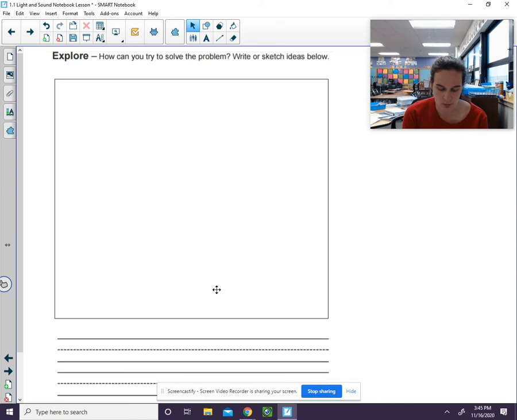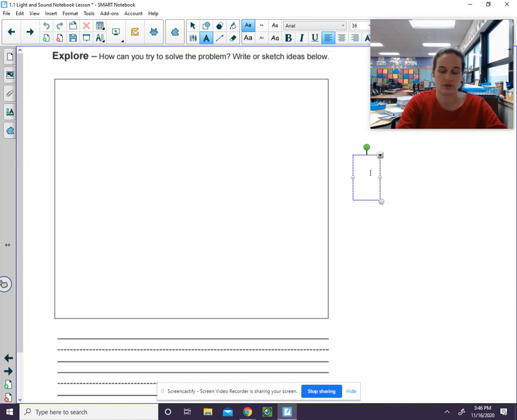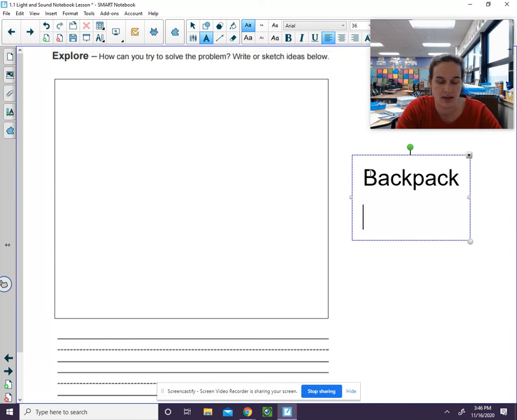I want you to think of some ways we might be able to make or something we could design to solve our problem. How can we communicate? And you are going to sketch your ideas here. So I'm going to type those options, those ideas of things you could use to try to communicate with another group. So she has her backpack, they have shoes.